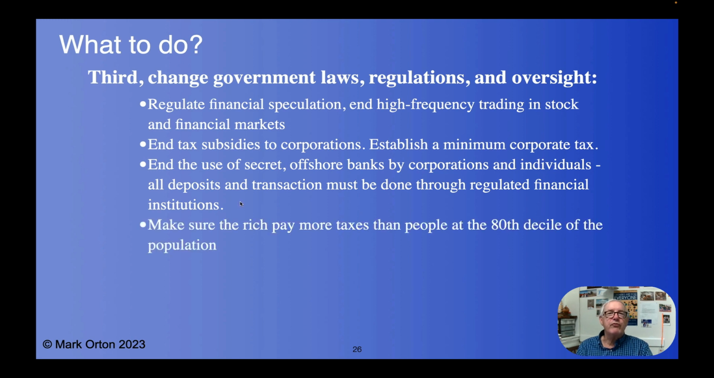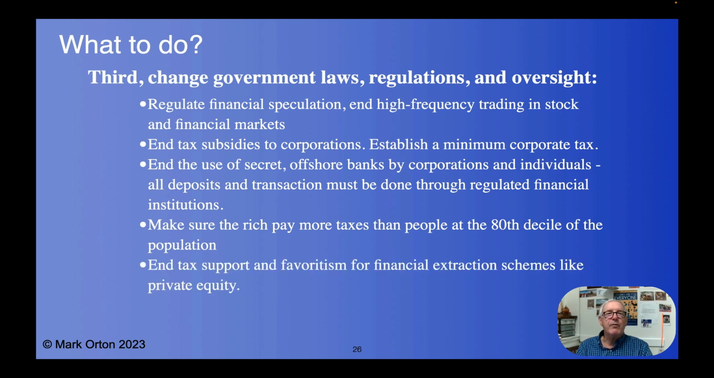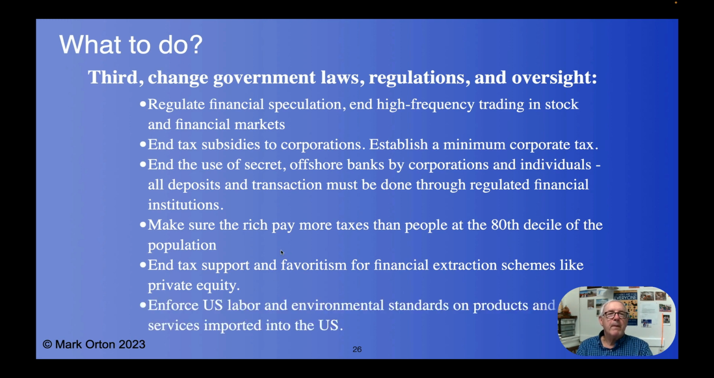And make sure the rich pay more taxes than people at the 80th decile of the population. Famously, Warren Buffett, one of the richest people in the world, has noted that his effective tax rate is lower than his secretary's. And end tax support and favoritism for private equity and other financial extraction schemes. And finally, enforce U.S. labor and environmental standards on products and services imported into the U.S.